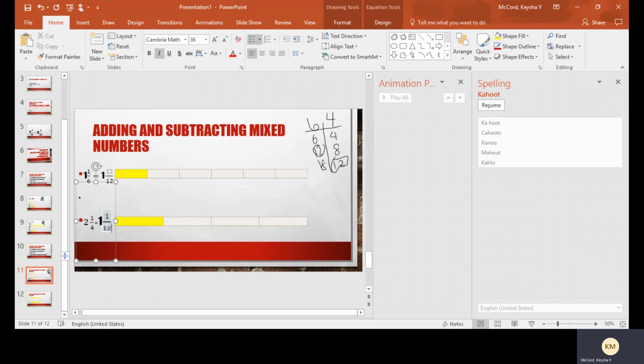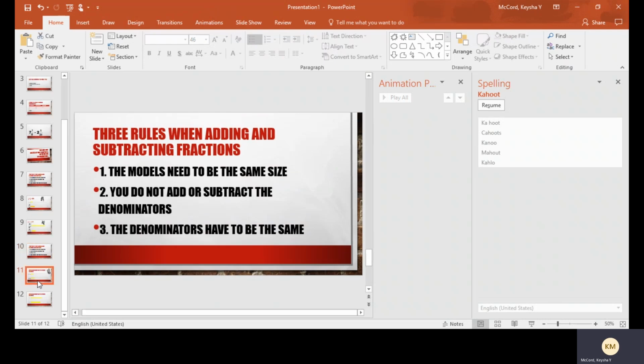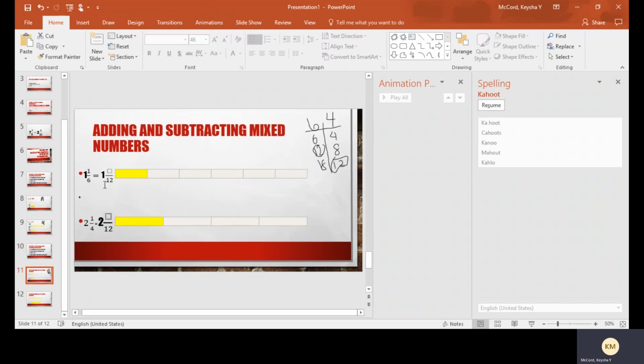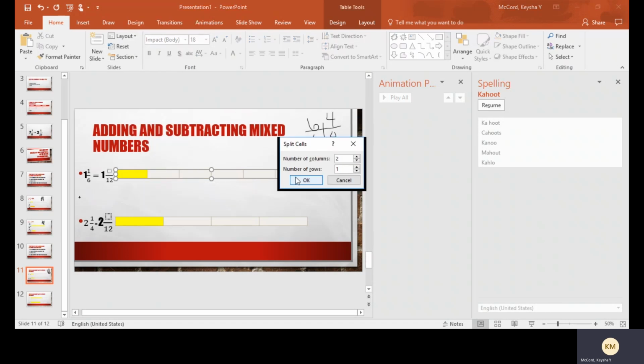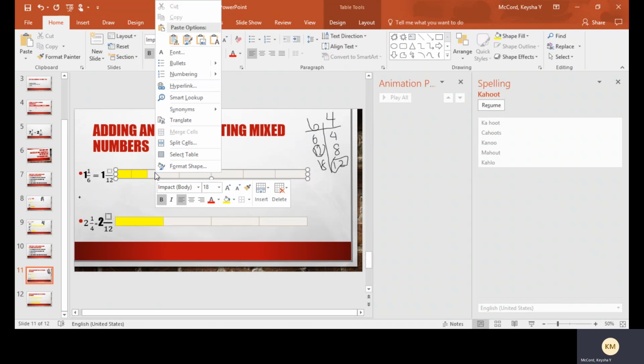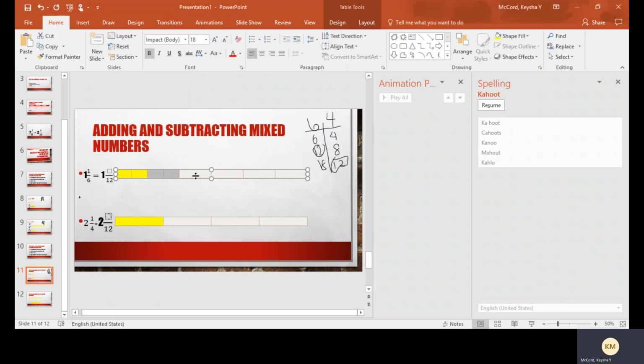So 12, let me fix this because I'm having some technical difficulties. Okay, so what we're going to do, notice how our whole numbers stayed the same. I'm not changing those. I'm just worried about my fractions. So I need to get 1/6. And I need to split this up into 12 equal pieces. Well, I know 6 times 2 gives me 12. So that means I'm going to have to split this picture, each 6, into 2 equal pieces. And when I'm done, I should have 12 total pieces.